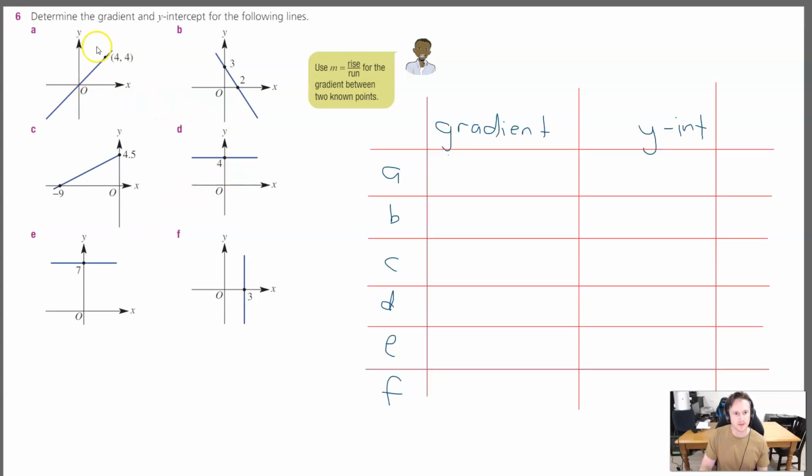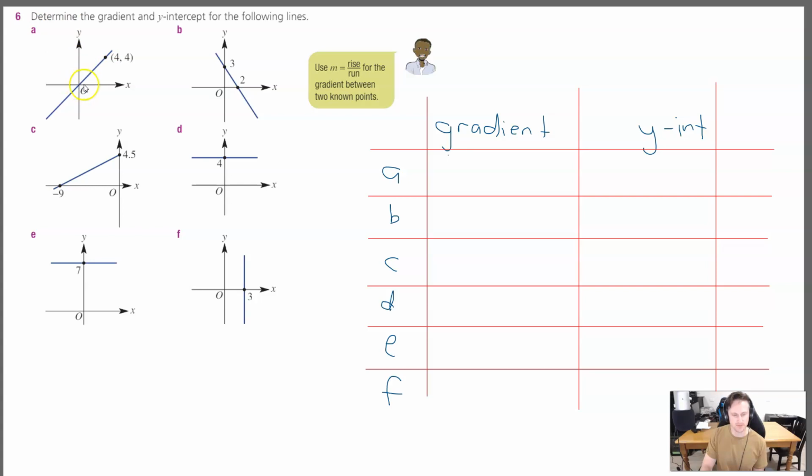Okay, so for this one, you've got some graphs sketched and we need to find the gradient and the y-intercept. So by visual inspection, we can find the y-intercept for all of them. And that's probably a bit easier. So let's just do that first. So for A, the y-intercept, when does this line go through that y-axis?